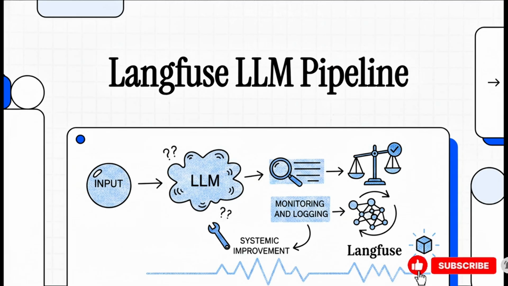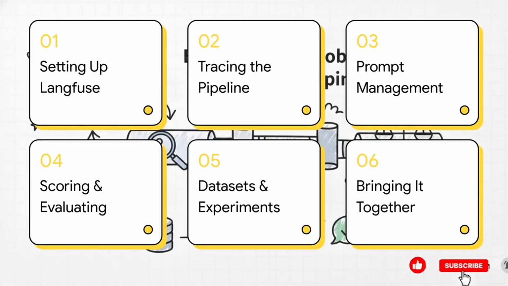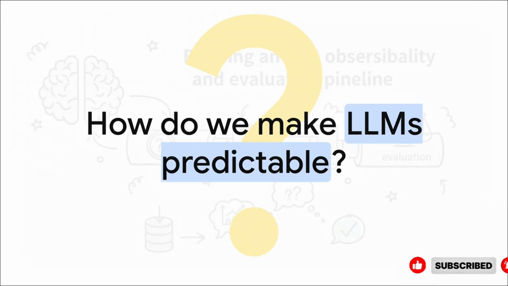So today, we're going to build a comprehensive, bulletproof pipeline using Langfuse to achieve exactly that. Here's our roadmap for the explainer. We're going to cover setting up Langfuse, tracing the LLM pipeline, centralizing prompt management, scoring and evaluating outputs, datasets and experiments, and then bringing it all together. We are essentially building this glass box pipeline layer by layer, moving from that foundational setup all the way to advanced dataset experiments.